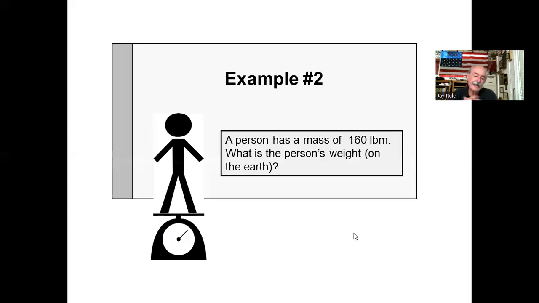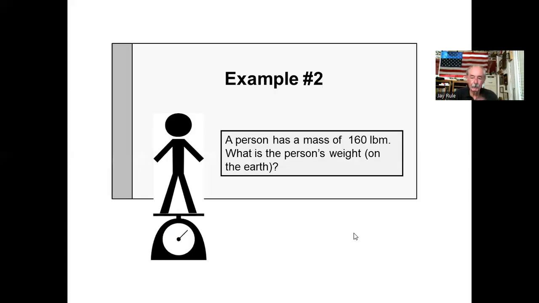Example 2, a person has a mass of 160 pounds mass. What is the person's weight on Earth? All right. What does your answer need to look like? What units do you need to express your answer in? You need to express your answer in pounds force, not lb, not the word pounds, lbf.